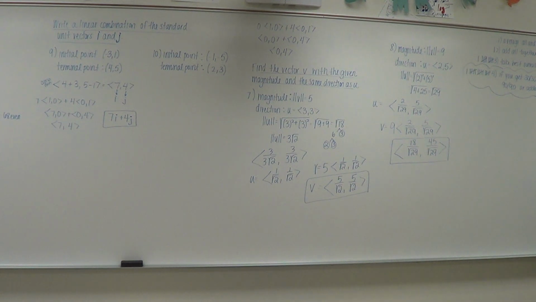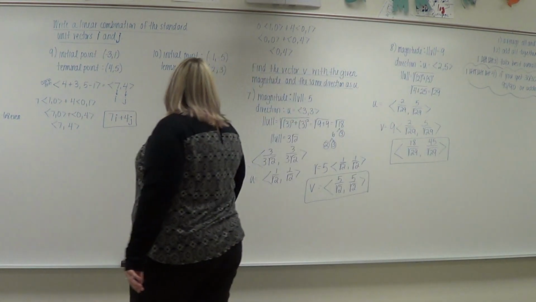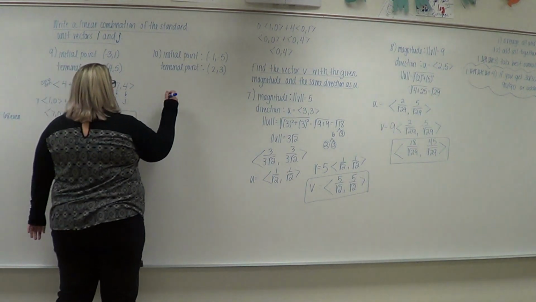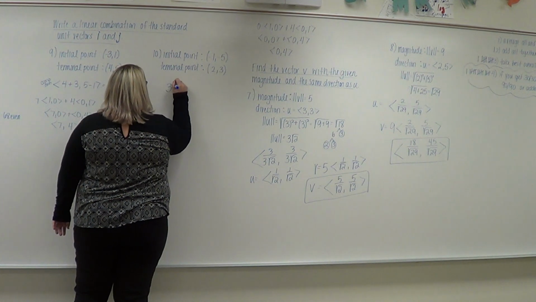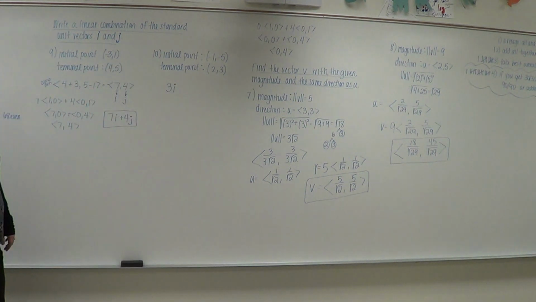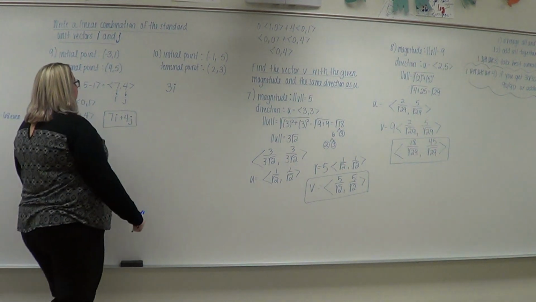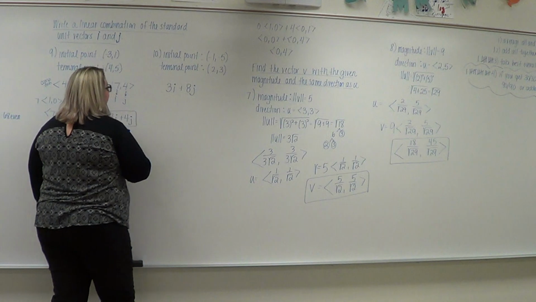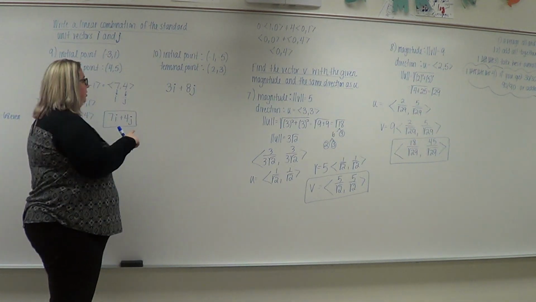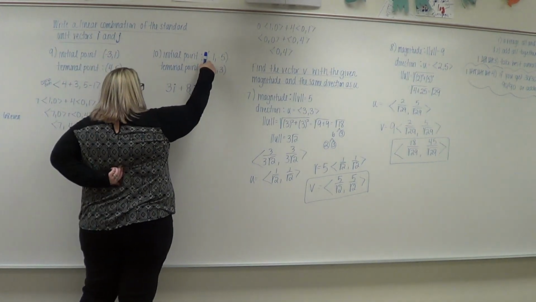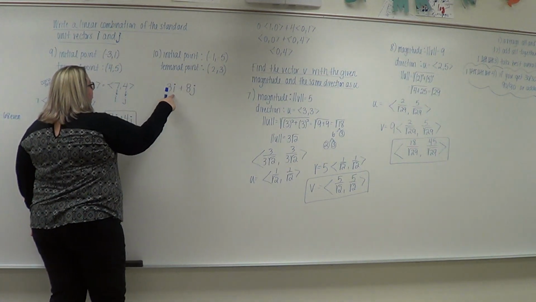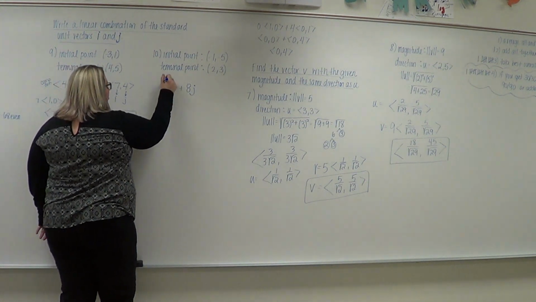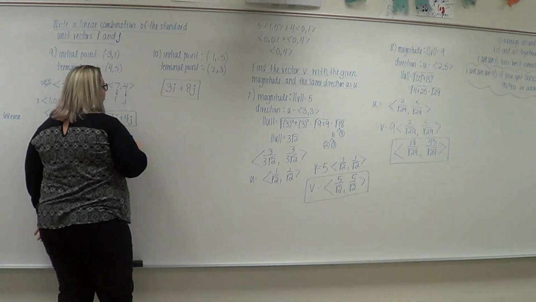Okay, so what did you get as your vector? 3j. Okay, so a 3 what? 3. And then you have to have something else. 3i plus 8j. Okay? No arrows, no commas. This is what it would look like. So 2 minus negative 1 would be 3. We put the i with that. 3 minus negative 5 would be 8. So that gives us our j. So this is our linear combination.